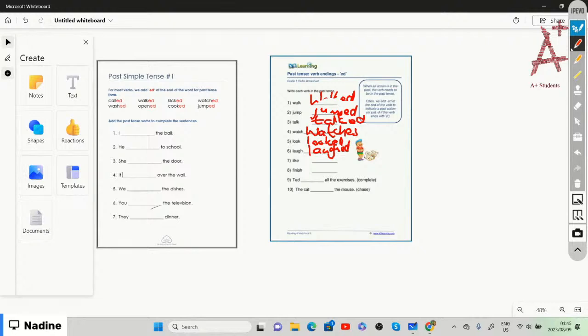And we said words with regular past tense show that something had happened already. It happened already. And with the regular verbs, we can say that it ends in ed. Of course, if the word ends with an E, then we just add a D.